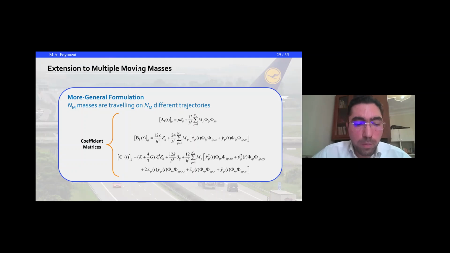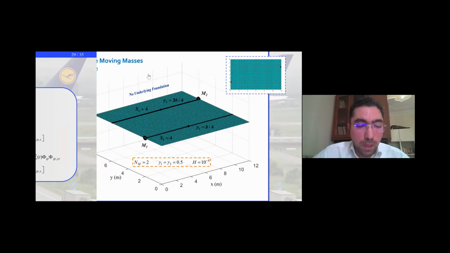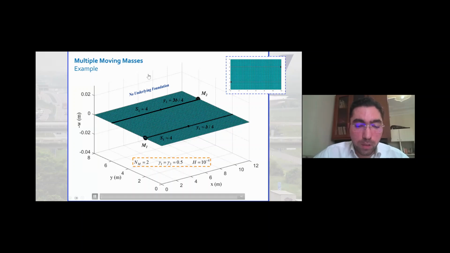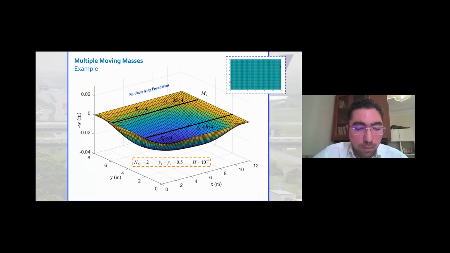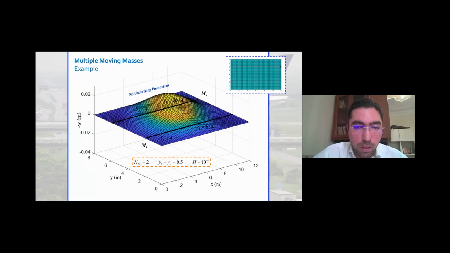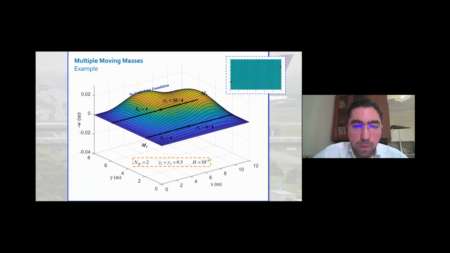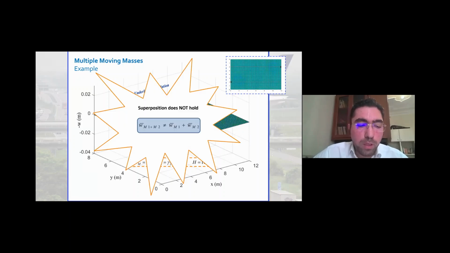The solution method can be generalized to scenarios with two or more moving masses on the plate, as you can see from the analogous equations. On this slide, the response of the plate to the excitations from two moving masses moving in opposite directions is demonstrated. Given the nonlinearity of this phenomenon, the principle of superposition cannot be used. As you can see, the exact solution yields a 42% higher response compared to the solution obtained by applying superposition.